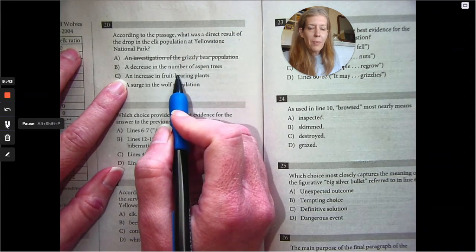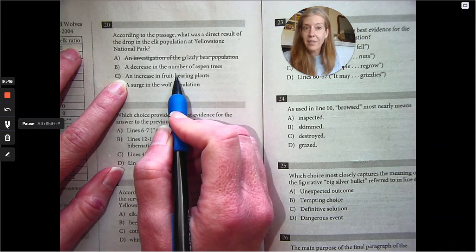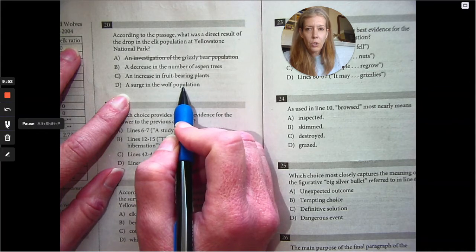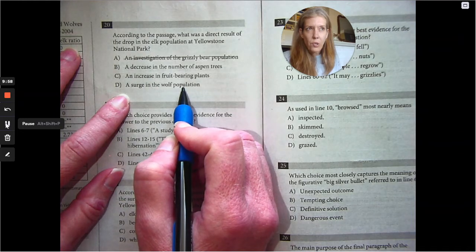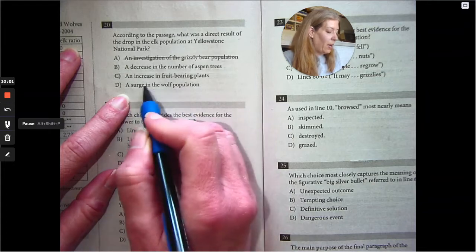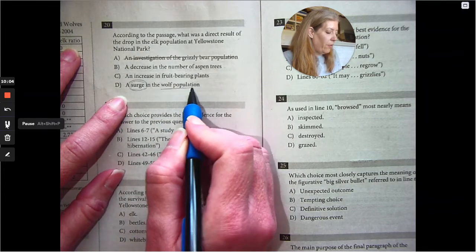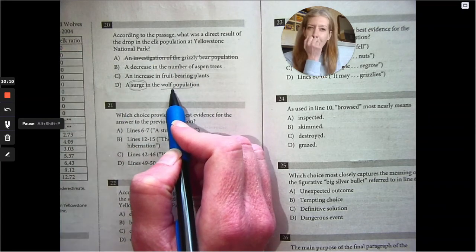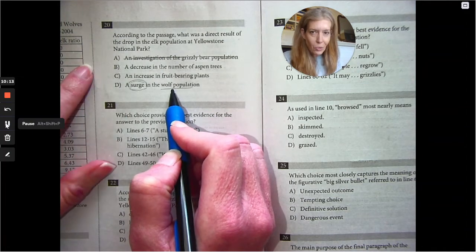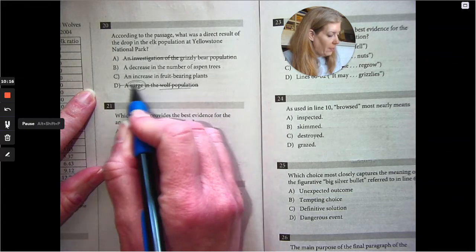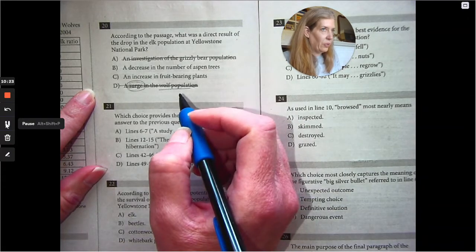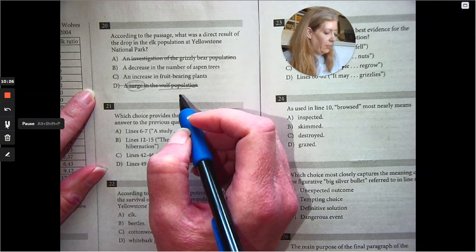As the elk population dropped, there was an increase in fruit-bearing plants. I do remember that, so I'm going to keep that. A surge in the wolf population. A drop in the elk population, and then there was a surge in the wolf population. The reason why I'm hemming and hawing about this one is that the wolves were reintroduced, the elk dropped as a result of that, but I don't think we could say it was a surge in the wolf population. No, the wolves were introduced first, and then the elk dropped. It's not the other way around.